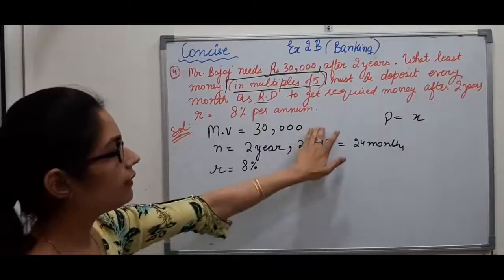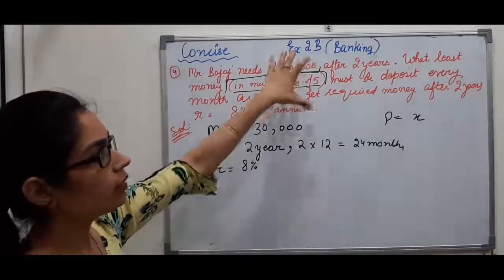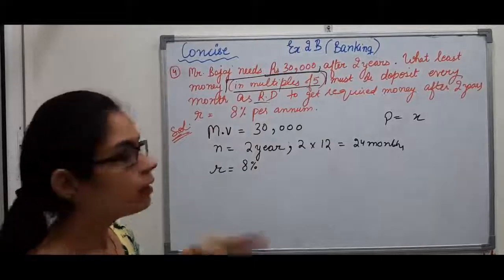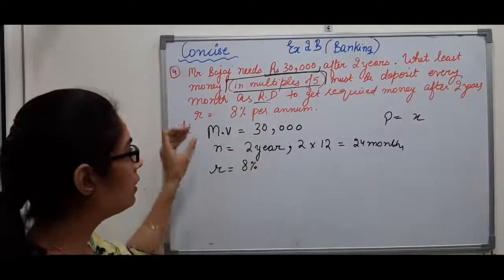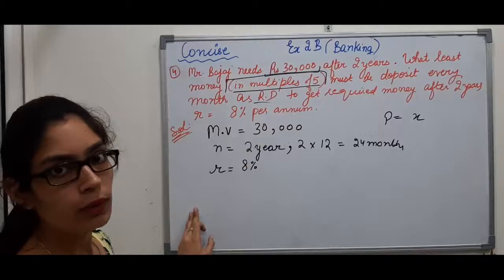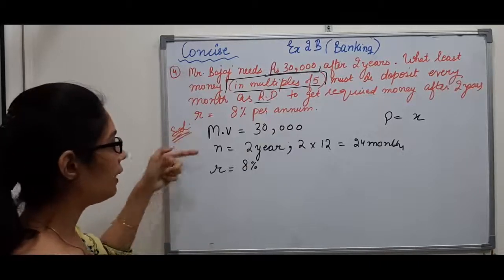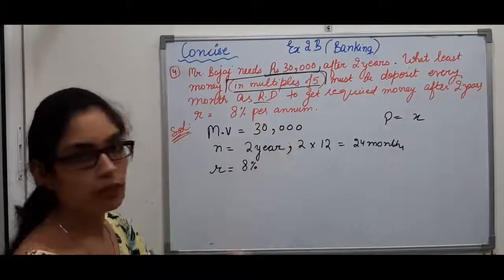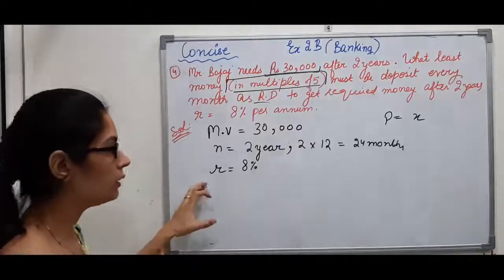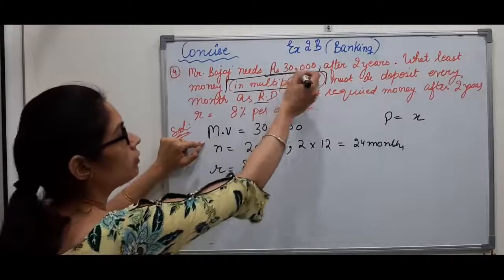Now I have collected the data. Don't get confused. I have written something in very big language. Just write down your points, what you need. You need MV, N, R, P and simple interest. Everything which are the requirements. So MV, it's given, 30,000.